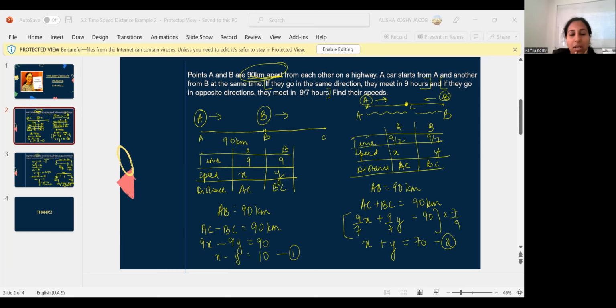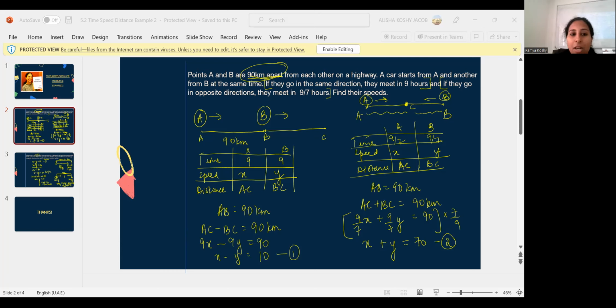Suppose a car starts from A, another one from B, and they're going in the same direction. So you have A, B, going in the same direction. They meet somewhere at point C. That means the time taken to reach point C by both of them is the same. Correct? Time taken is 9 hours. Both of them reach C in 9 hours.